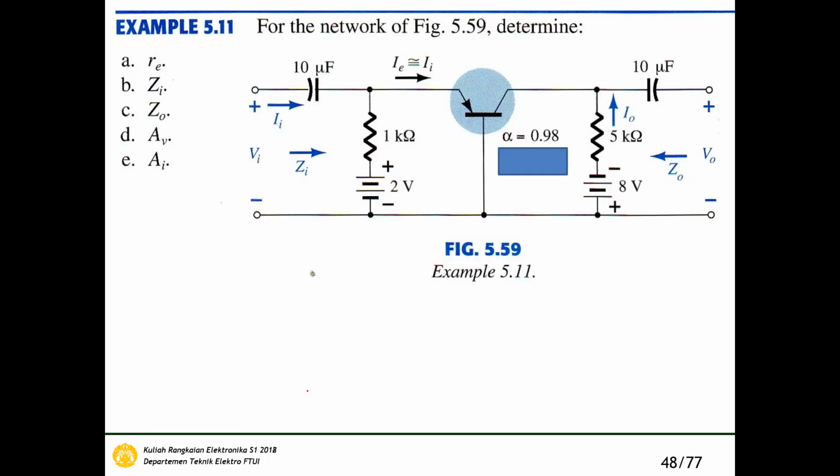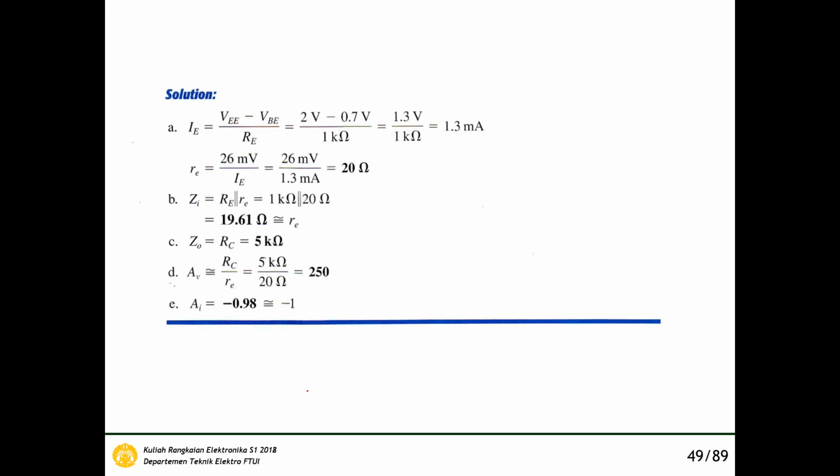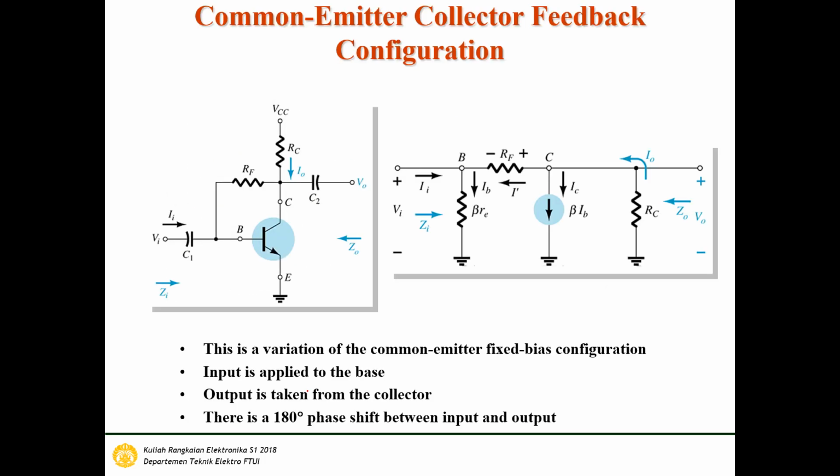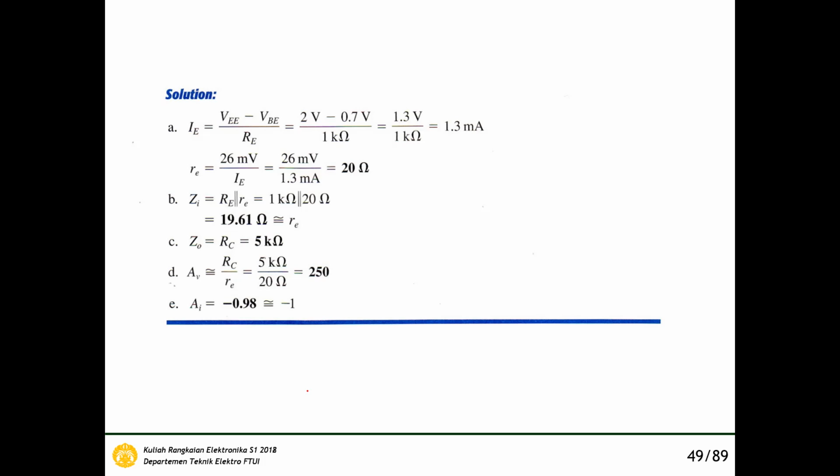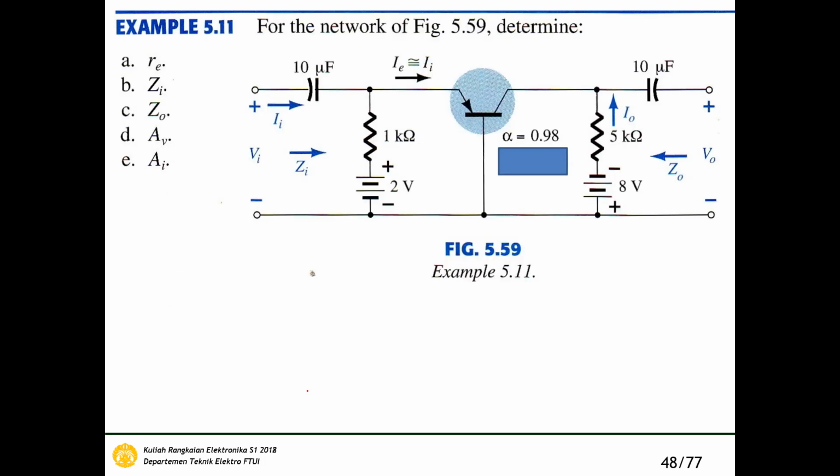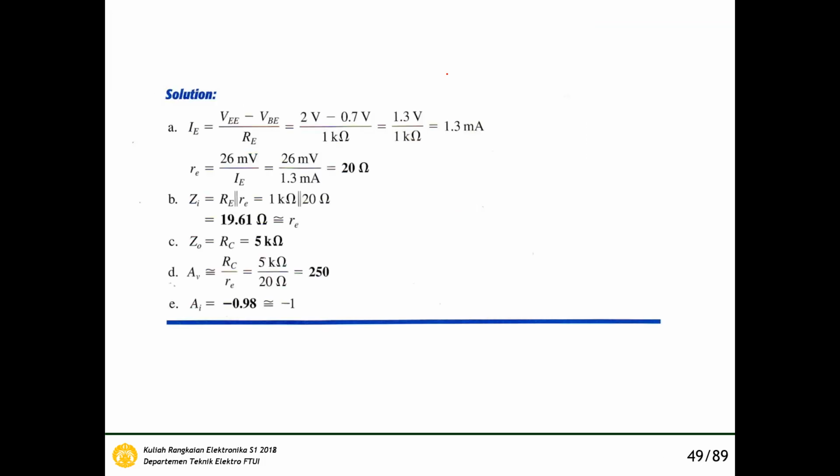Okay, and then for this network, determine re, ZI, ZO, AV, and AI. The first one: how to determine re? The re is 26 millivolt per IE. So we have to determine the IE here. IE is VEE minus VBE per RE in DC analysis.